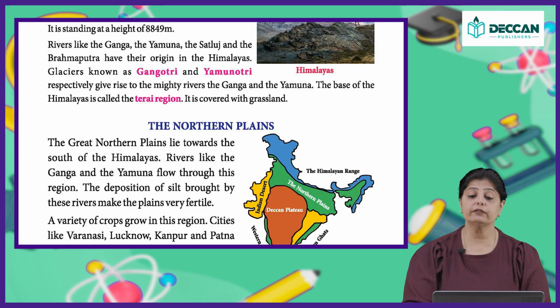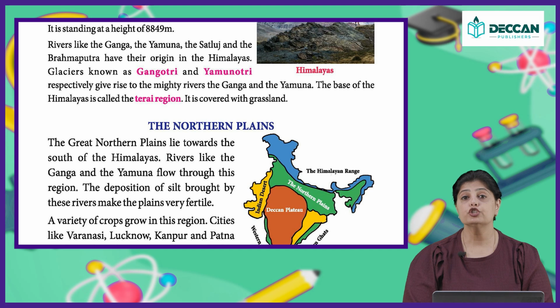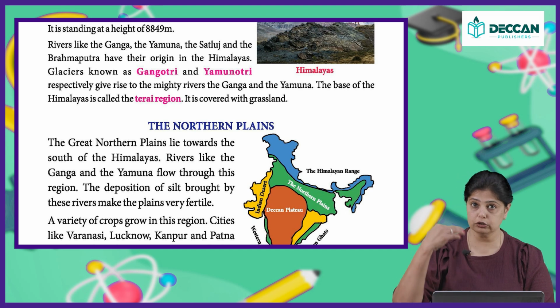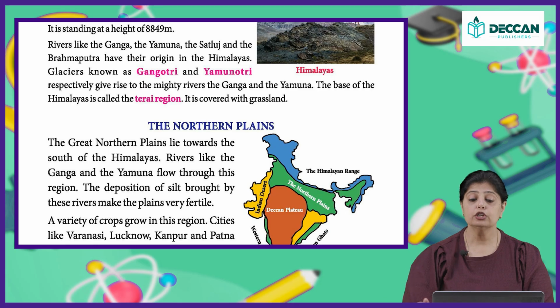Then you have the northern plains. Now the great northern plains lie towards the south of the Himalayas. So south means bottom. North of the Himalayas are the mountain ranges, the snow clad mountains and all, and the bottom area is known as the northern plains. Rivers like the Ganga and the Yamuna flow through this region. The deposition of silt brought by these rivers makes the plains very fertile.